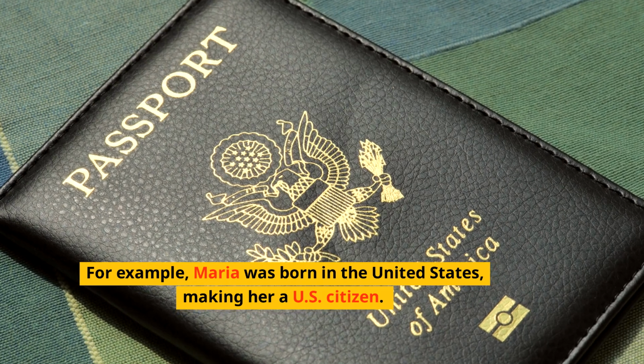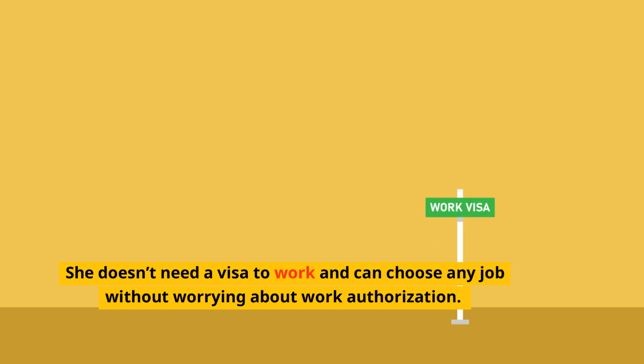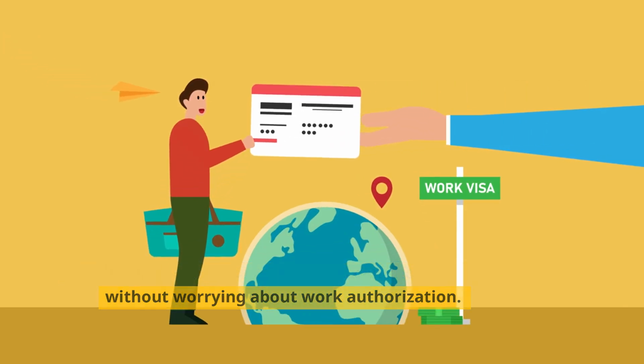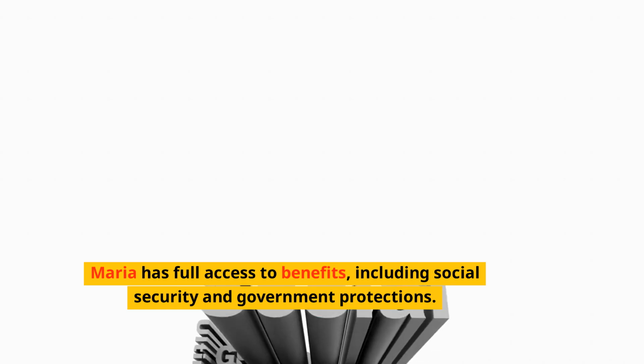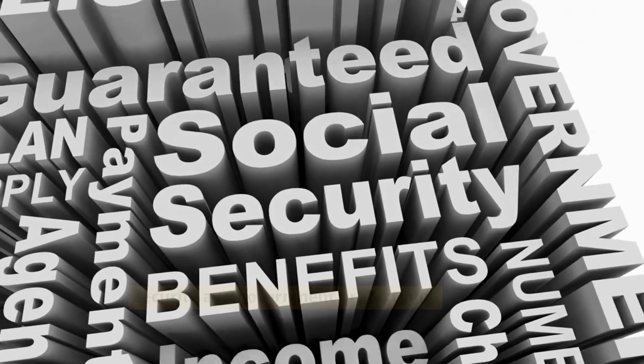For example, Maria was born in the United States, making her a US citizen. She doesn't need a visa to work and can choose any job without worrying about work authorization. Maria has full access to benefits, including Social Security and government protections.